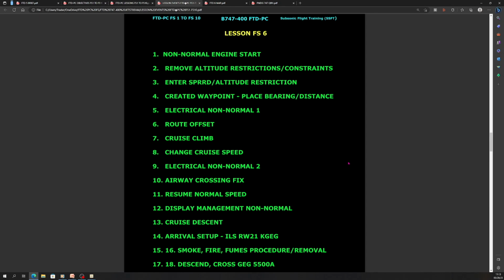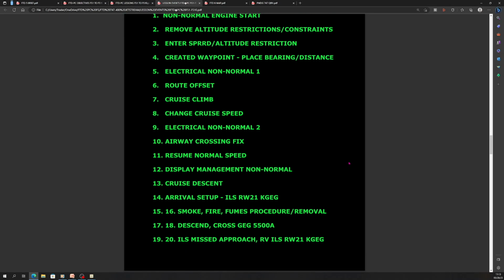Then I think we look at another EFIS ICAS control panel, but I think we've discussed that, but we'll do it quickly for review. Then we do a cruise descent. The arrival set up for the ILS 21 at Spokane. On the way in, we'll have a smoke, fire, or fumes problem, leading to the checklist for smoke, fire, or fumes, and or removal if it calls for that. And then we'll descend into Spokane.